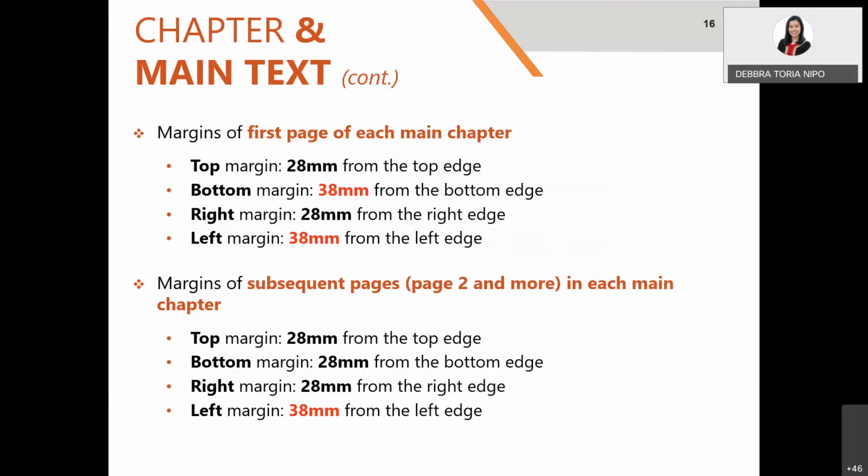And then for margins of subsequent pages, page 2 and more after your first page in each main chapter, only then you follow the general margin that we use throughout the thesis or dissertation. Top, bottom, right, 28 millimeter, and only the left margin is 38 millimeter. I've highlighted this in red so you can see the differences between these two pages. First page, bottom and left 38 millimeter; page 2 and more, the subsequent pages, only left 38 millimeter.